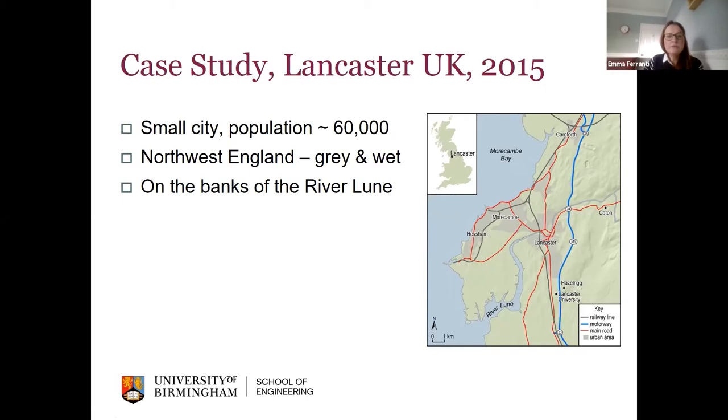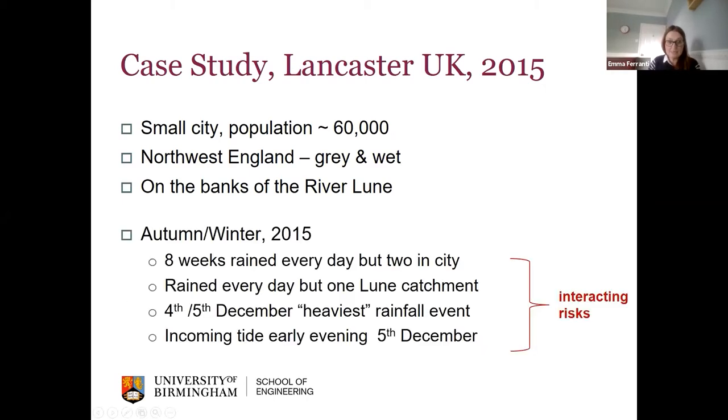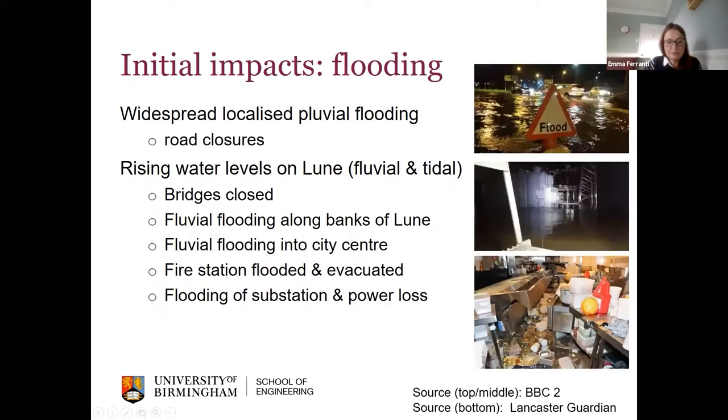So in autumn 2015, I think it's fair to say that Lancaster was wet like it has never been wet before. In the city, it rained every single day except for two for 8 weeks straight. In the catchment of the River Lune, it rained every single day apart from one. So you can imagine the situation at the start of December in 2015, where the landscape is saturated and the river flows are very high. And then on the 4th and 5th of December, there was a really heavy two-day rainfall event. It was actually the heaviest rainfall event in history, although that has since been superseded twice. So you have this saturated landscape, high river flows, and then to top it all off, the River Lune is actually tidal at Lancaster, and there was an incoming tide that evening. So the initial impact of all this rainfall was pluvial flooding.